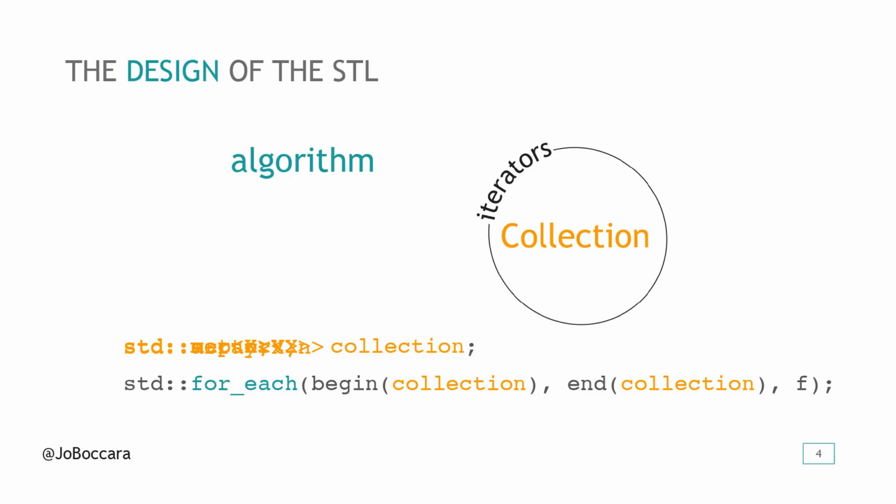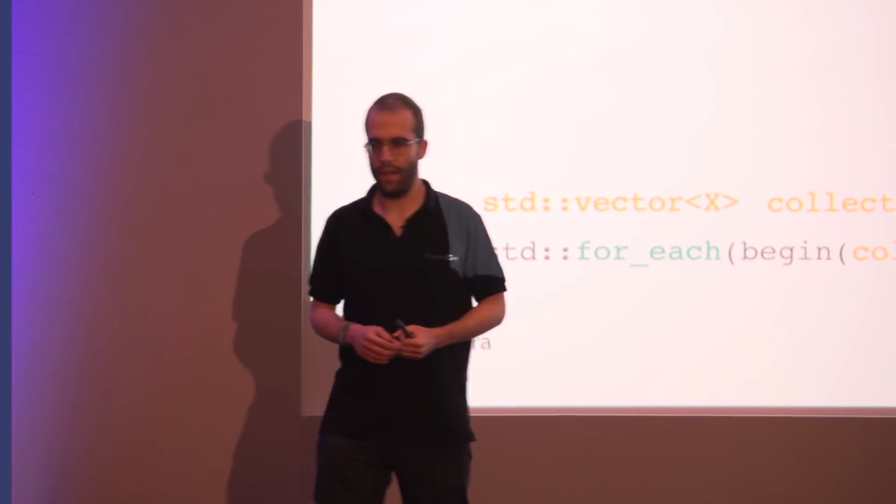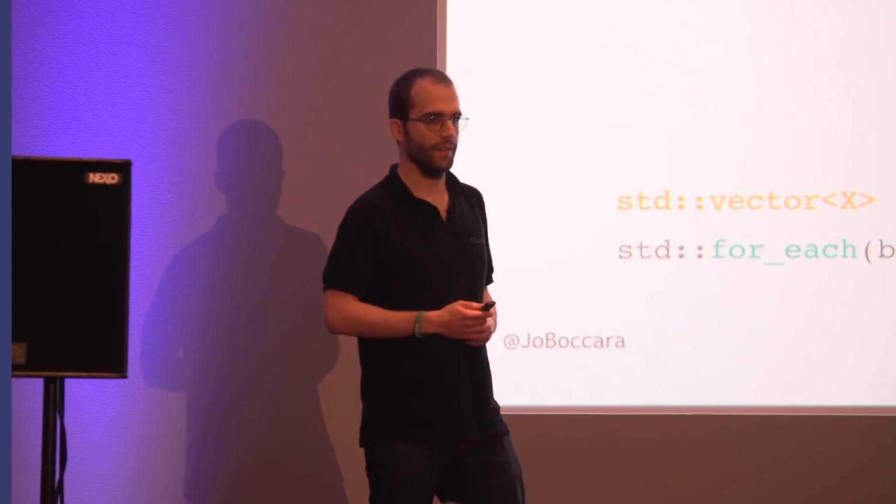So what's an algorithm in the STL? An algorithm is a function that operates on a collection. In the design of the STL, it doesn't have access to the collection itself, but it accesses it through iterators that the collection provides. This allows the collection to be a wide variety of things. It can be a vector, for example, that provides iterators. In this example, for_each is one STL algorithm that uses those iterators.